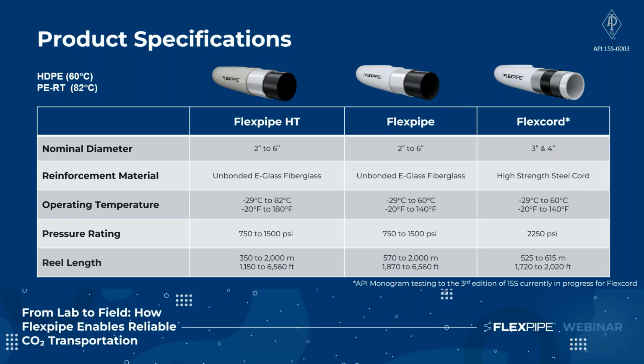This table highlights the differences in nominal diameter, reinforcement material, and operating temperature, which ranges from -29 C up to 82 degrees C, and the maximum pressure rating from 750 psi to 2250 psi. The reel length for each product varies from 350 meters up to 2000 meters, depending on the pipe diameter.